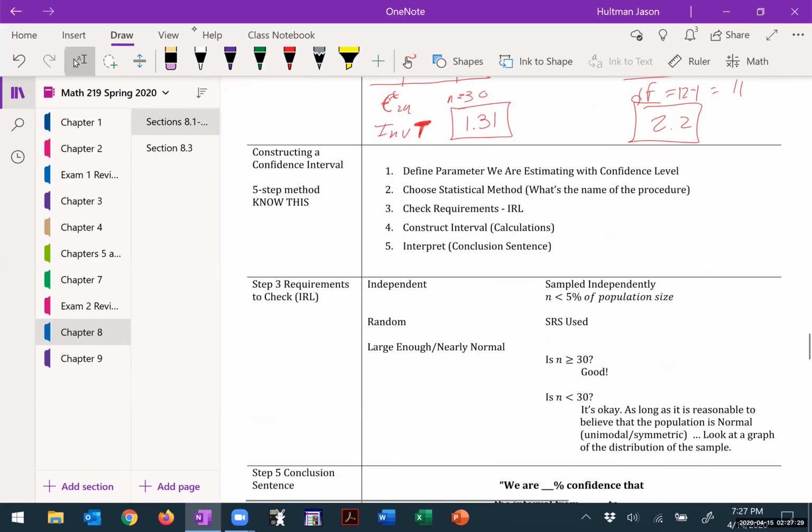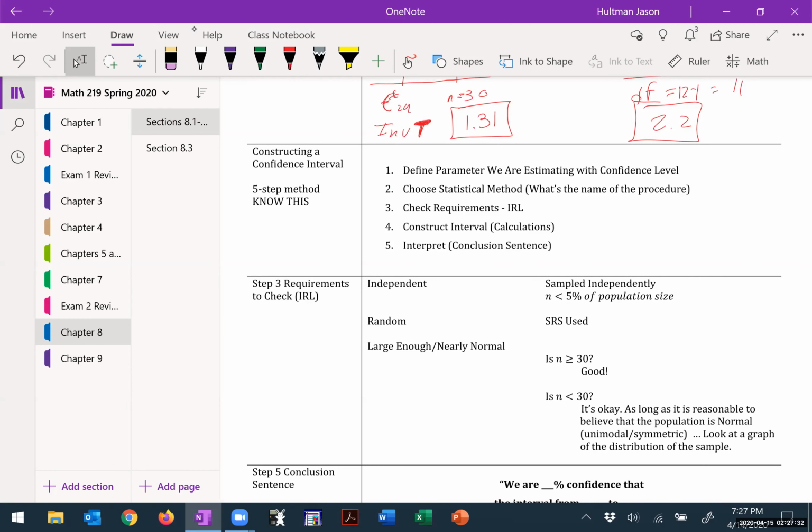Okay, so we want to construct a confidence interval. This is our 5-step process. Define the parameter, choose the statistical method, check the requirements: independent, random, large. Construct the interval, the calculations, and then interpret the conclusion. Okay, 5 steps.